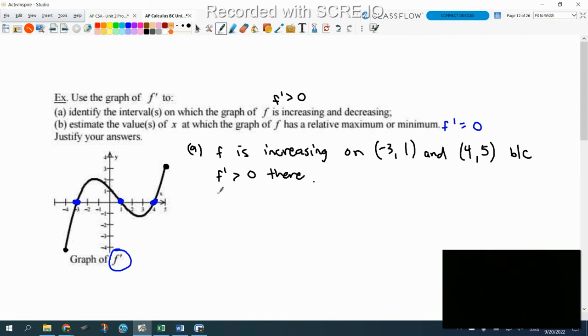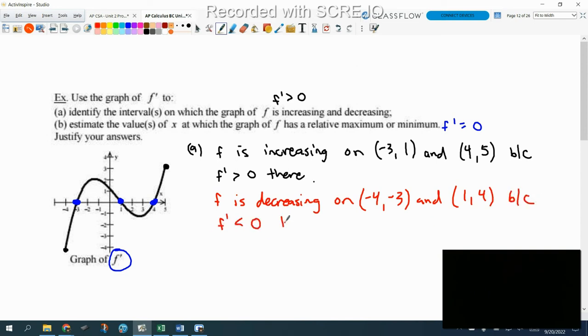All right, f is decreasing on. So now we're looking where f prime is less than 0. So I have this piece down here, -4 to -3. And this piece here in between these two points below the x-axis, 1 to 4. And we know that because f prime is less than 0 there.